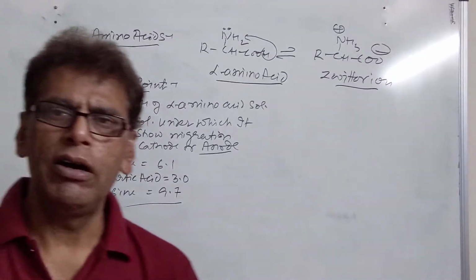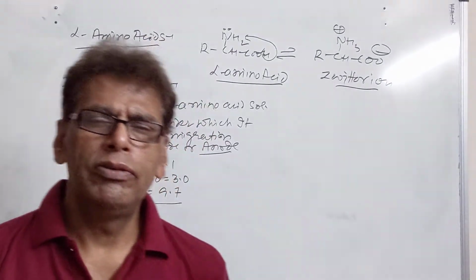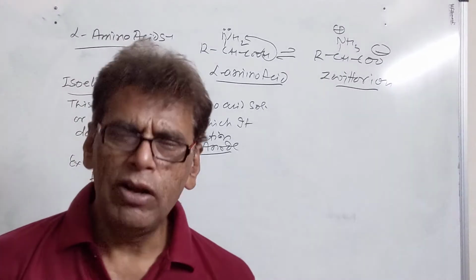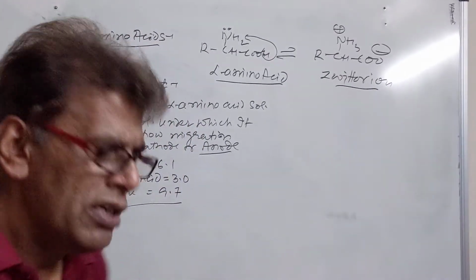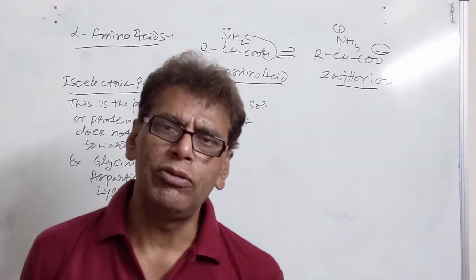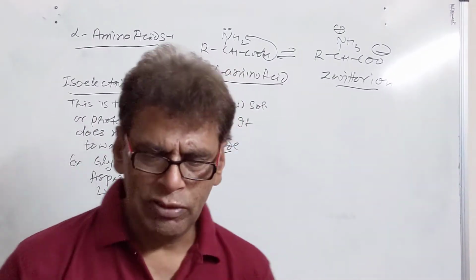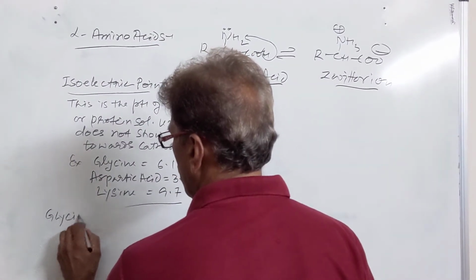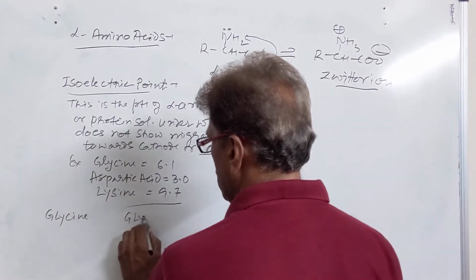This is mainly because of their equal number of cationic or anionic parts in the alpha amino acid. Then we have the nomenclature of alpha amino acids. The names of the alpha amino acids are represented by the first 3 letters of the name. For example, we have glycine, so its abbreviation will be GLY.